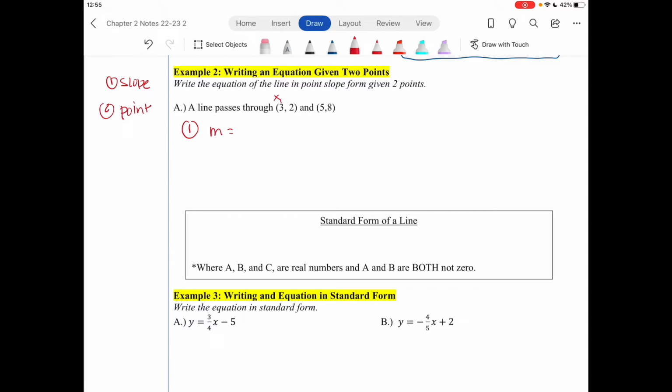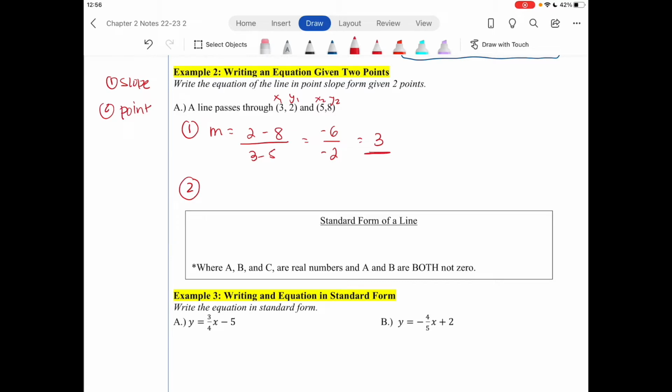Remember, we have x1 and y1, x2 and y2. So we're going to do 2 minus 8 over 3 minus 5, and that gives us negative 6 over negative 2, which will give us a positive 3. So now we know what our slope is. Now we can plug this into point-slope form. It doesn't matter which point we use. We could actually use both of them.